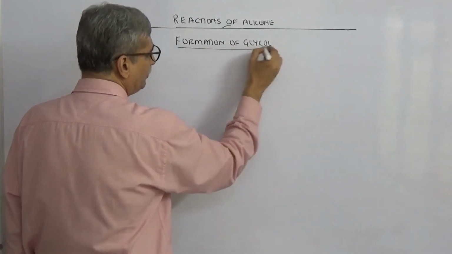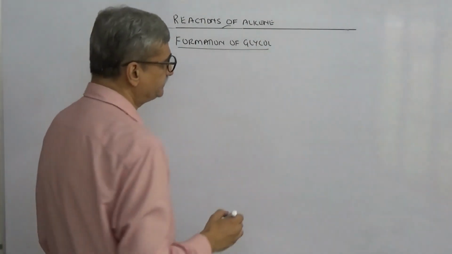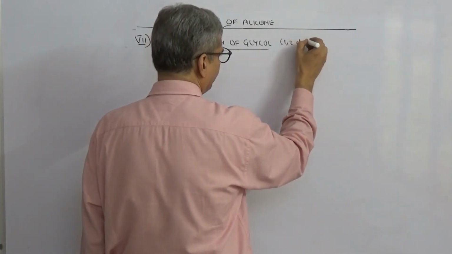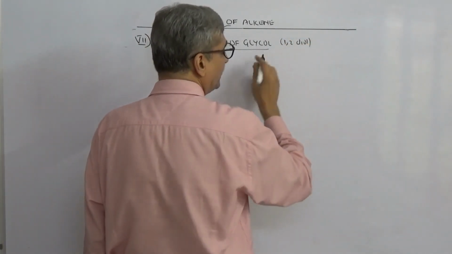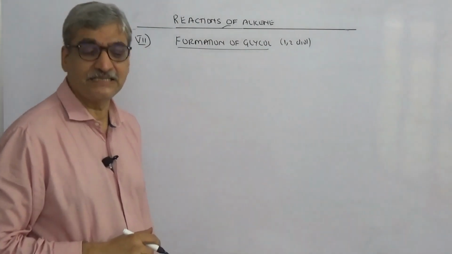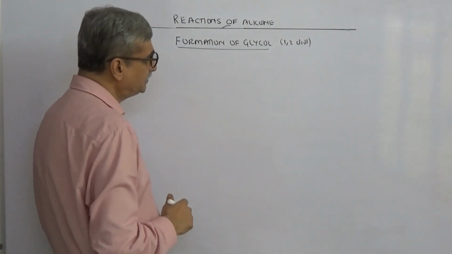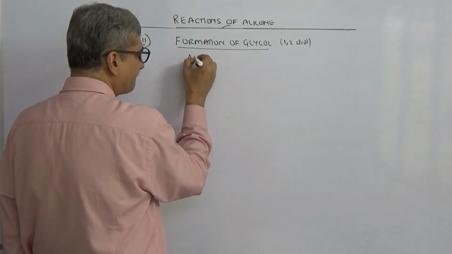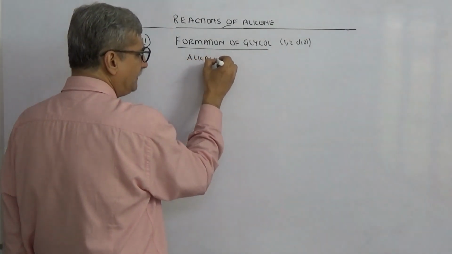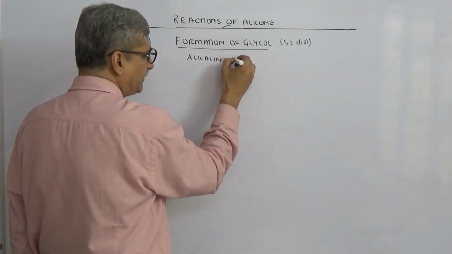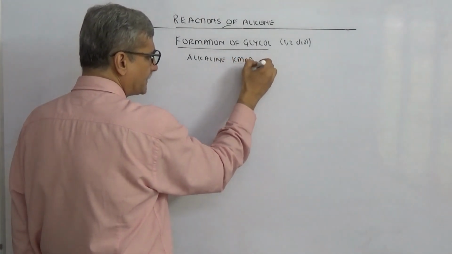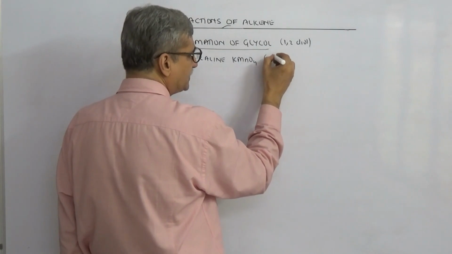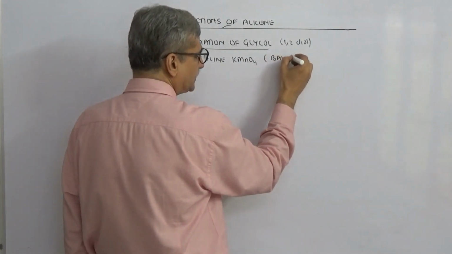So what is a glycol? It's generally a 1,2-diol, so the OH groups are in adjacent positions. What is the reagent for that? The reagent we use is alkaline KMnO4. Alkaline KMnO4 is also called Baeyer's reagent.